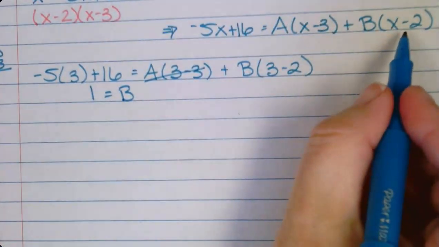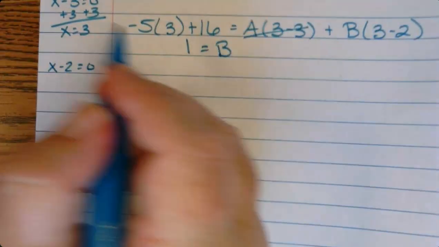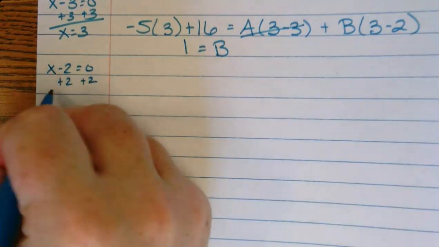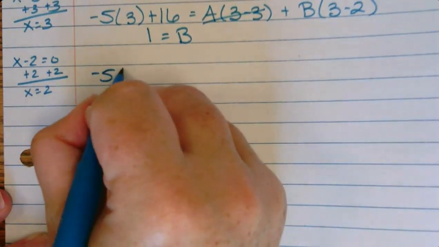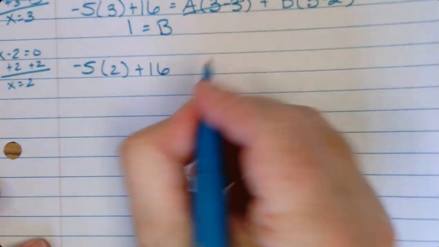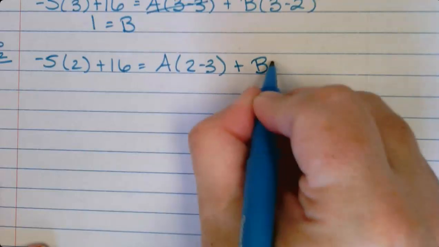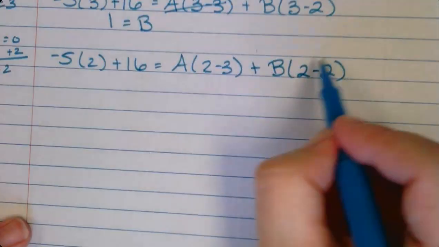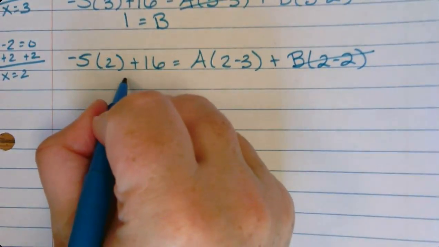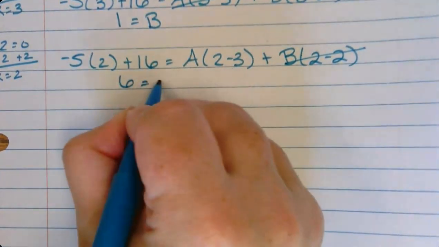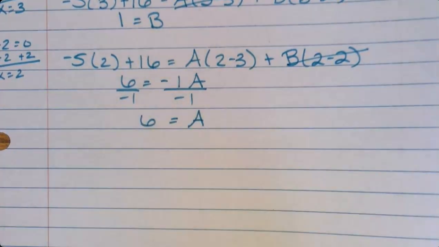Then x minus 2. Set that equal to 0. Add 2. X equals 2. We're going to do the same thing. So negative 5 times 2 plus 16 equals a times 2 minus 3 plus b times 2 minus 2. We already know that goes away. So negative 10 plus 16, so that's 6, equals negative 1a. Divide by negative 1, so a equals 6.